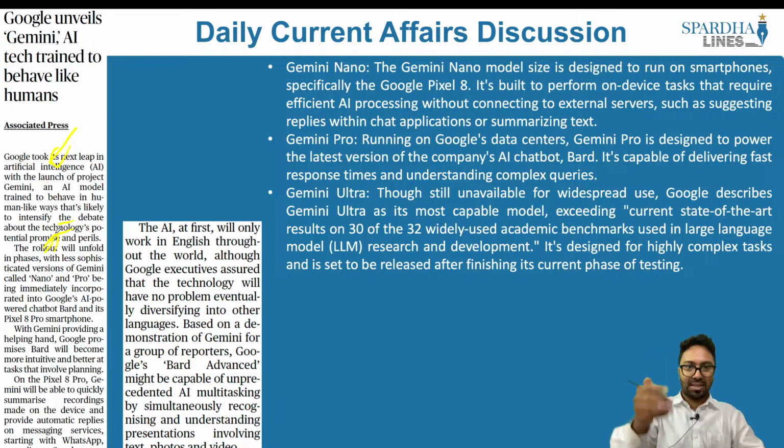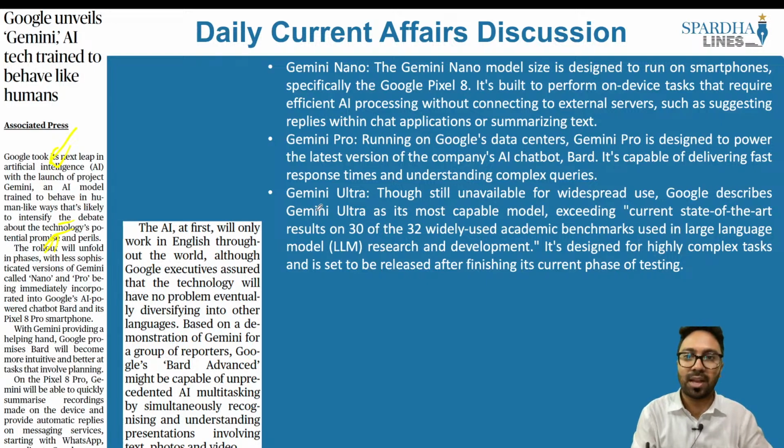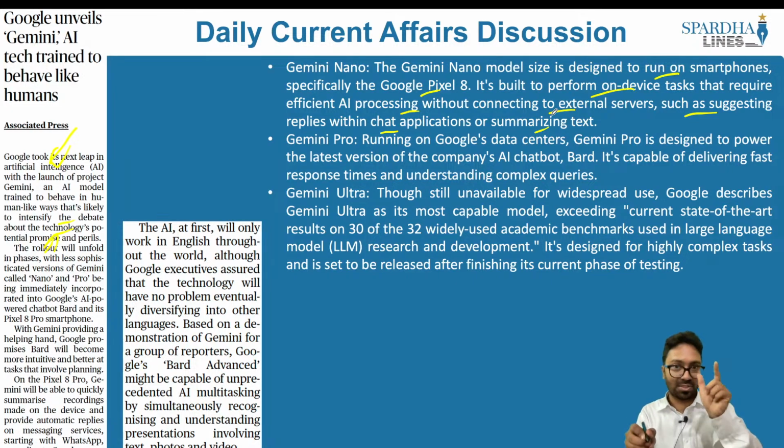There are three categories of Gemini. One is Gemini Nano, then Gemini Pro, then Gemini Ultra. The Gemini Nano model size is designed to run on smartphones, specifically the Google Pixel 8. It's built to perform on-device tasks that require efficient AI processing without connecting to external servers, such as suggesting replies within chat applications or summarizing text. That is the first one.